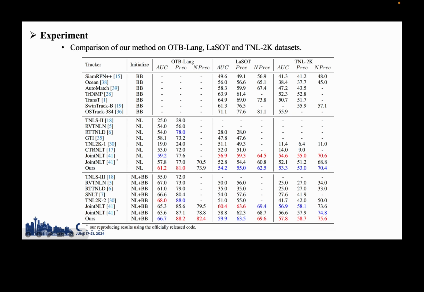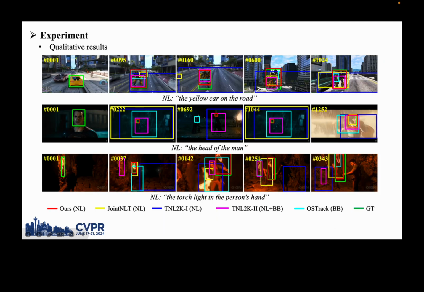By forming context-aware query information, we compare our approach with state-of-the-art trackers, including Joint NLT, TNL2K, and other approaches, on 3 challenging natural language tracking datasets. The result emphasizes the effectiveness of dynamic and context-aware linguistic descriptions for improving tracking performance. Qualitative results are also provided.